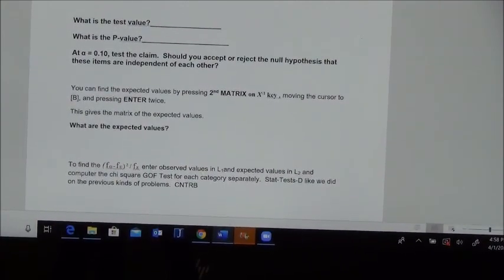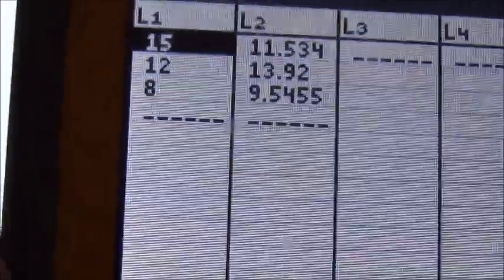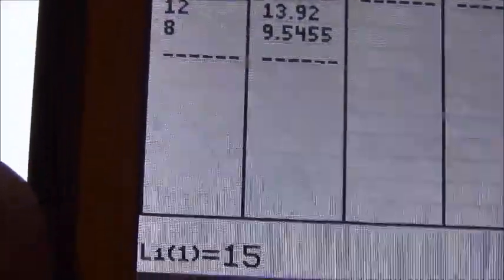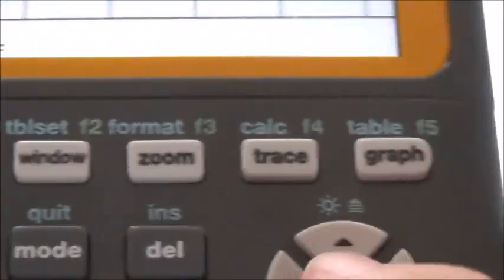Now we have to repeat the process for the suburban. So again, I'm going to hit stat. I am going to do number 1 to edit. And then I'm going to edit my information for the suburban: 8, 15, and 9. And then my expected values that I calculated that I wrote on my paper.